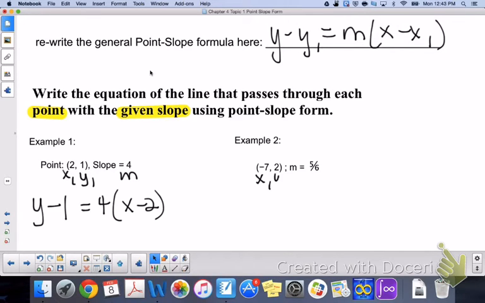With the next one, x1 and y1, and there's your m. So y minus y1, which is 2, equals m, which is 5/6, times x minus, now here, when that is negative 7, minus a negative becomes plus a positive, so it's going to be x plus 7. Okay, x plus 7. Let's look at a couple more.